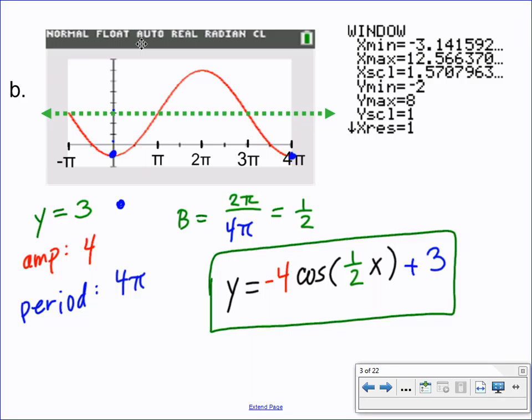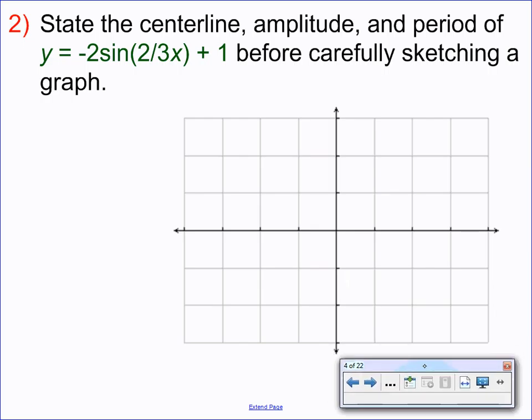Great, let's start at an equation and work our way towards the graph. And so we're going to state the center line, the amplitude, and the period of this sine wave before carefully sketching a graph on our own. And you're going to have to do that on the test on the non-calculator portion. So this is a great test question, right, to practice with.